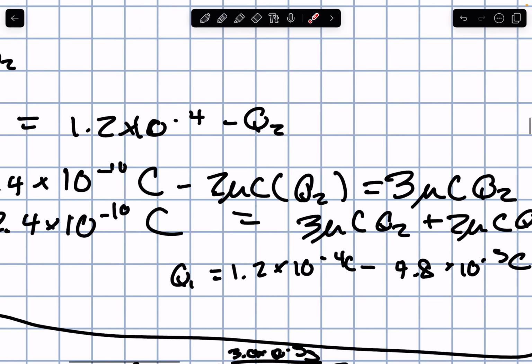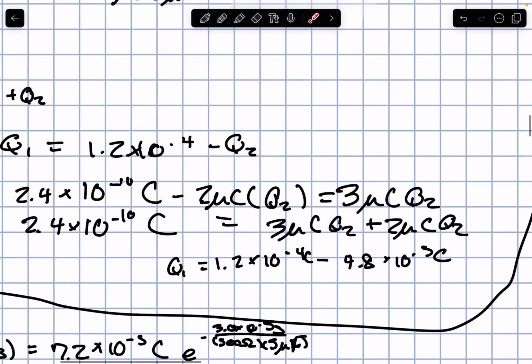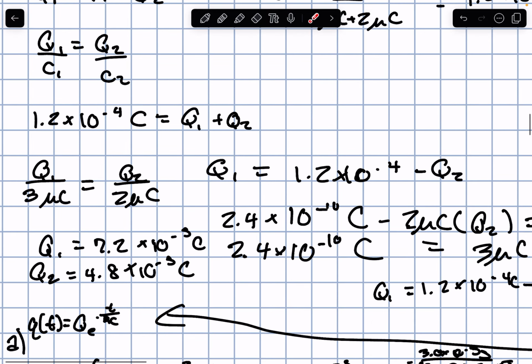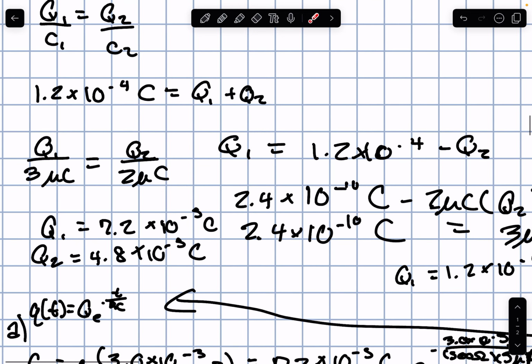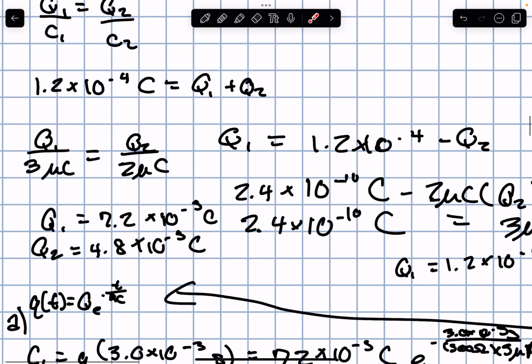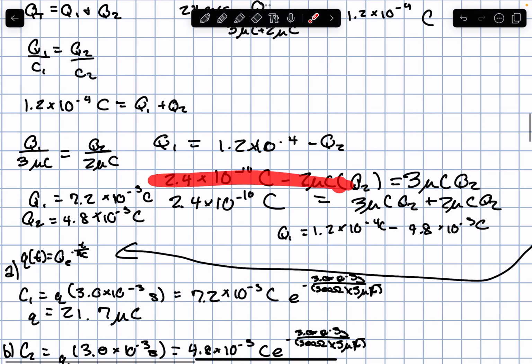I set this up. Hold on, I'm sorry. Let me think about how I set this up. 2.4. Oh, I put this into here. So it's going to be 1.2 times 10 to the negative 4th minus 2. I set up my equation. I kind of skipped ahead a lot.